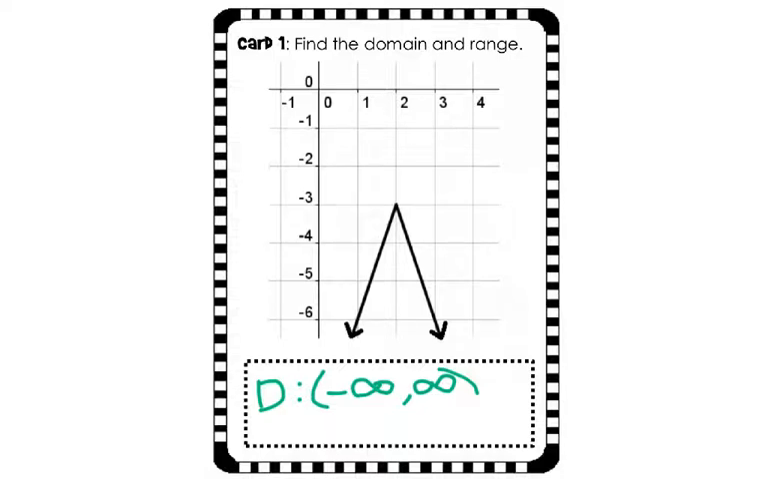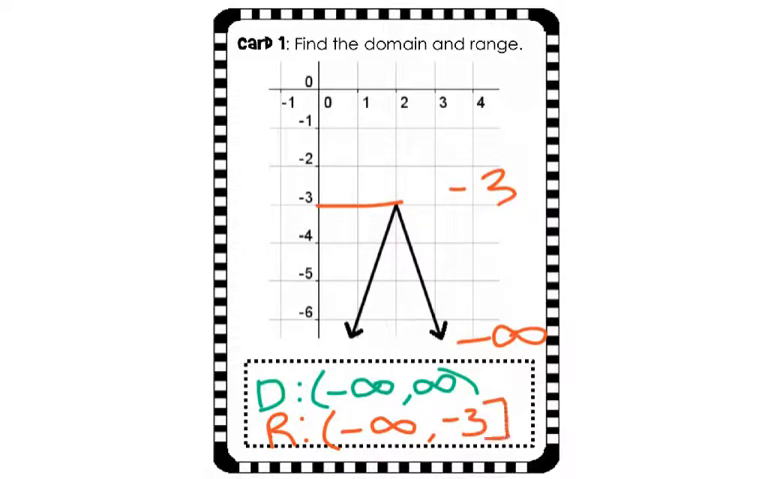Okay, and then the next one is your range. So range is how far up and down it goes. And remember that you read range from bottom to top. So it keeps going down forever, negative infinity. And then it goes all the way up to negative 3. So it's going to start at negative infinity because that's the bottom number it gets to. And then the highest y coordinate it gets to is negative 3. And because it reaches that, we're going to put a square bracket around that one.